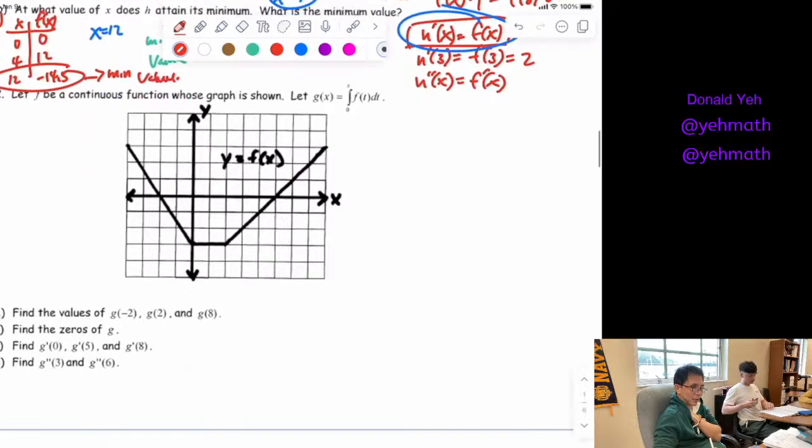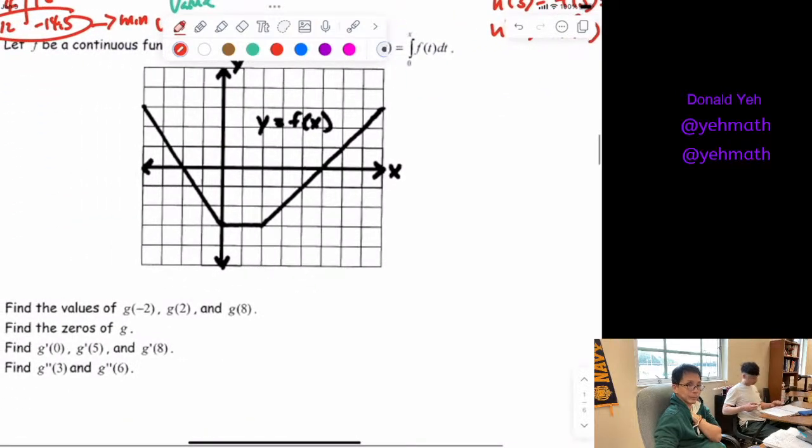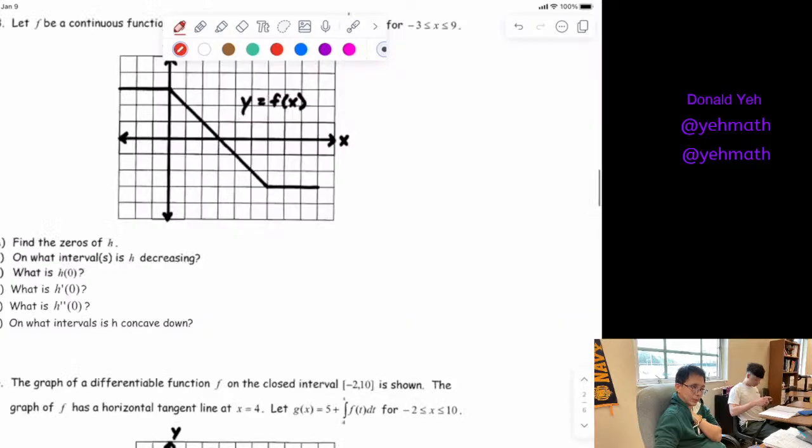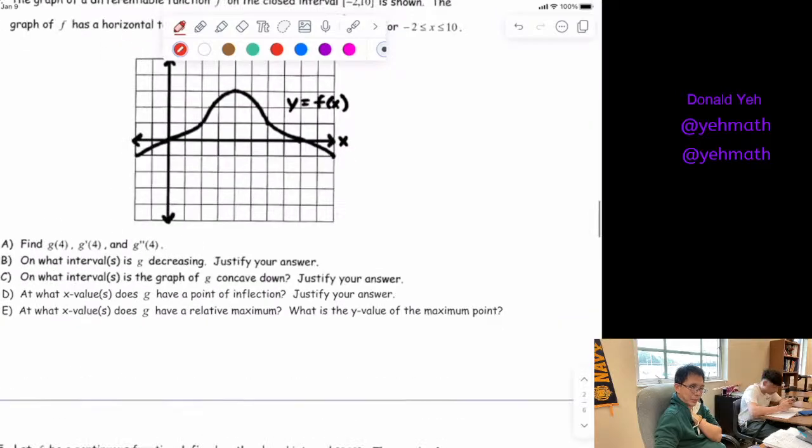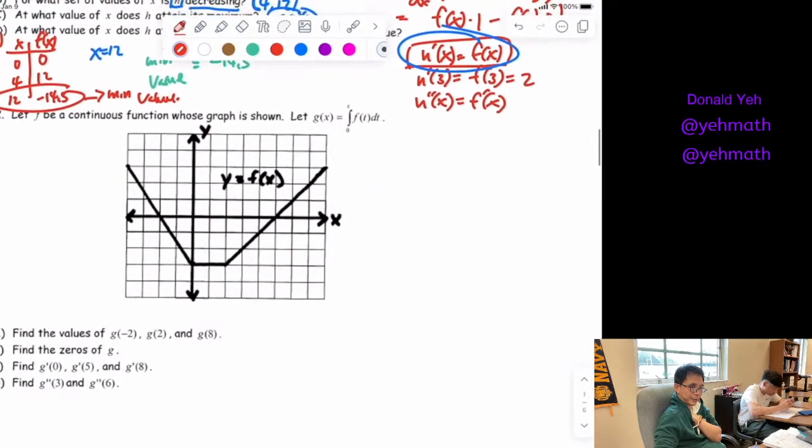Okay, you guys are going to do this question by yourself, and we're going to go over it. And the rest of the question is up to you guys. Homework.